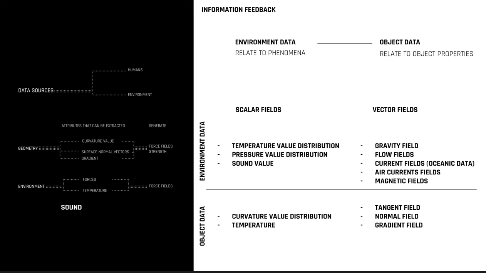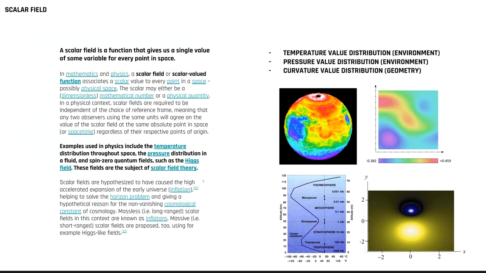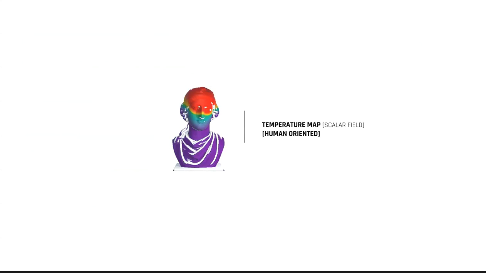So we mainly work with different types of fields, like scalar fields. We explore different types of fields, trying to influence our simulations. So these are mainly scalar fields or vector fields. Scalar fields could be temperature, pressure, and sound value from the environment. And vector fields could be gravity, flow, current fields, air currents, or magnetic fields, or then some normal, tangent, and gradient fields when we talk about object data. So these are different types of fields.